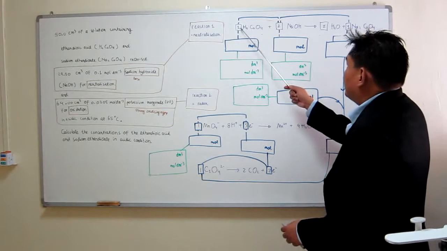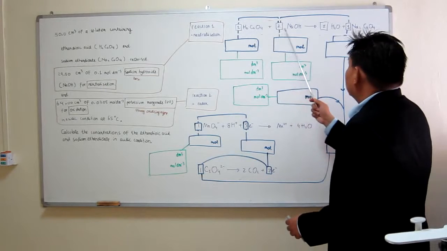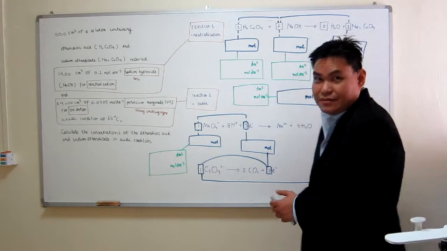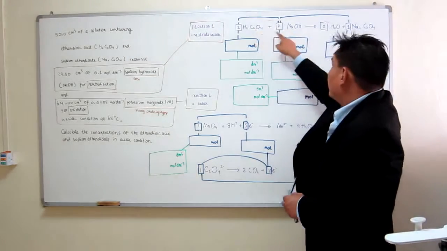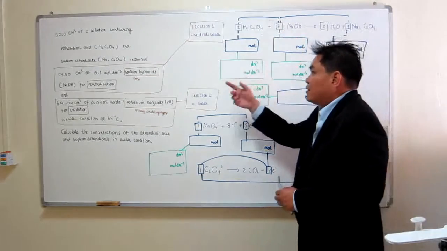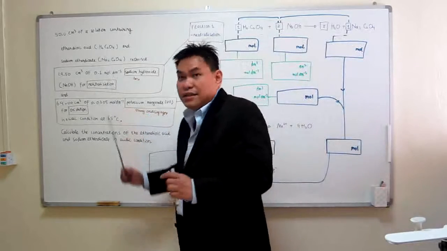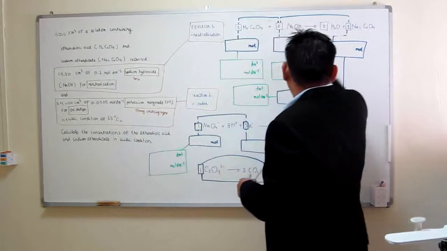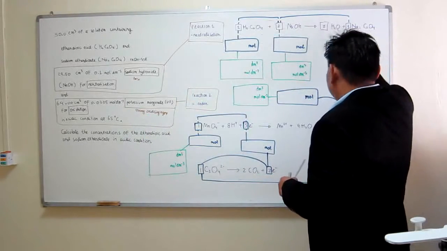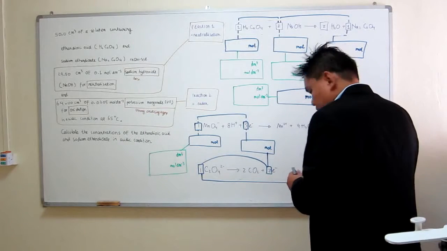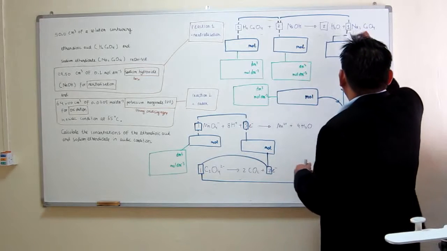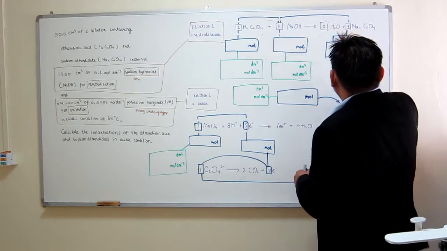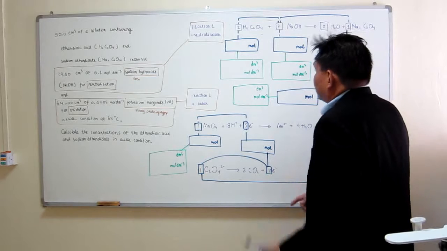And we must balance the reaction. I already balanced this, right? 1 H2C2O4 will require 2 NaOH. Very simple, because ethanedioic acid is a dibasic acid. You're going to produce 2 H2O, and you're going to produce also sodium ethanedioate, right? Okay.